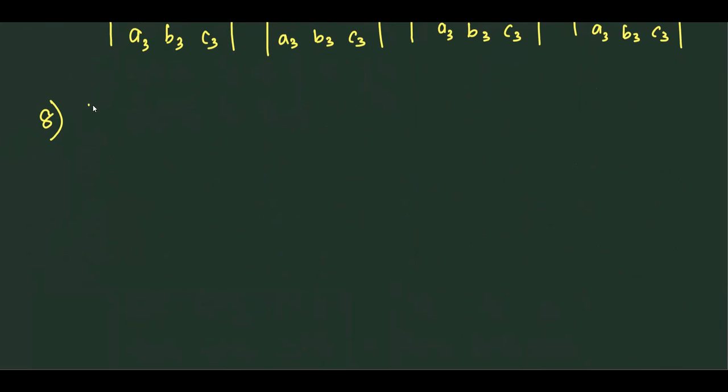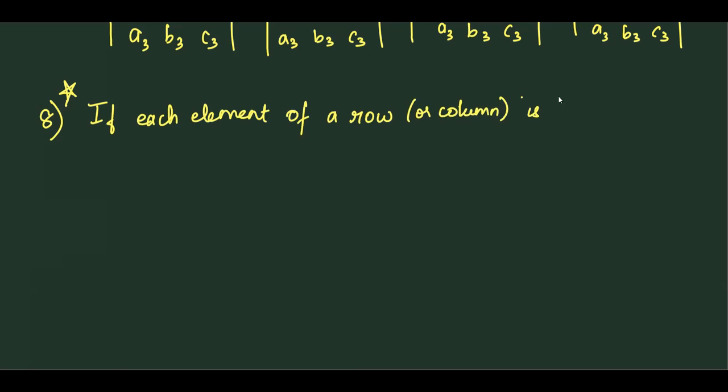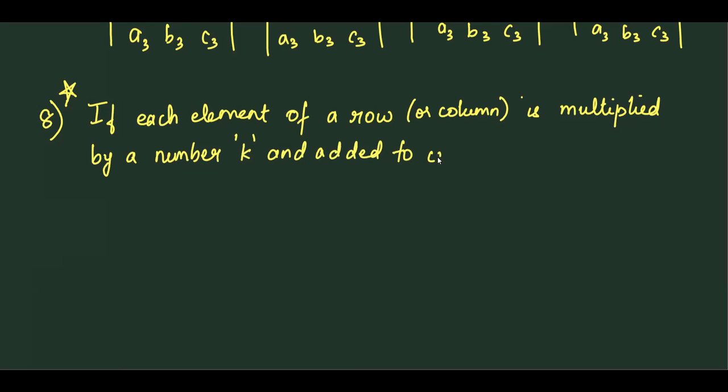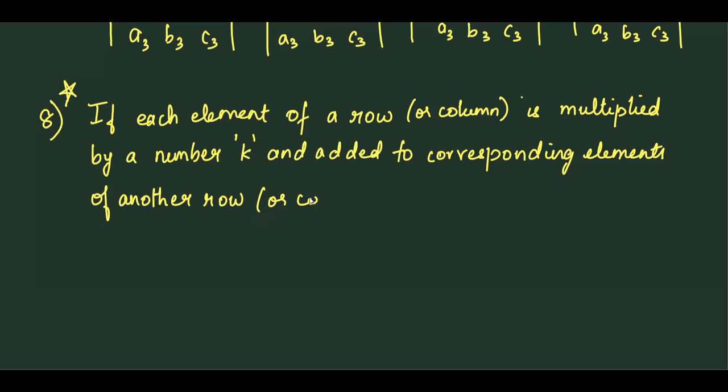This is an important one. A very important property: if each element of a row or a column is multiplied by a number k and added to corresponding elements of another row or column, then the resultant determinant is 0.